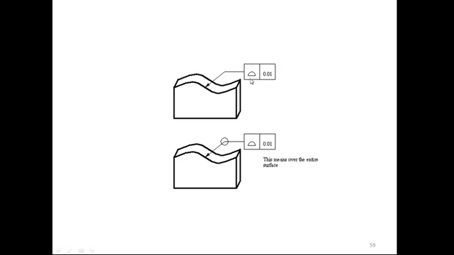Friends, one more thing we have shown: the profile of this surface within 0.001 we have defined. When there is a small circle on this line, it defines that the tolerance applies over the entire surface. So that is the meaning of over the entire surface.